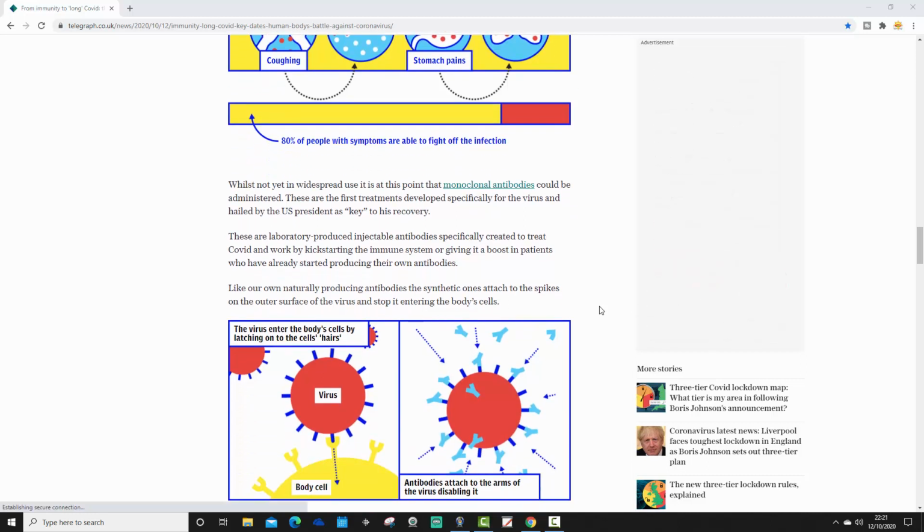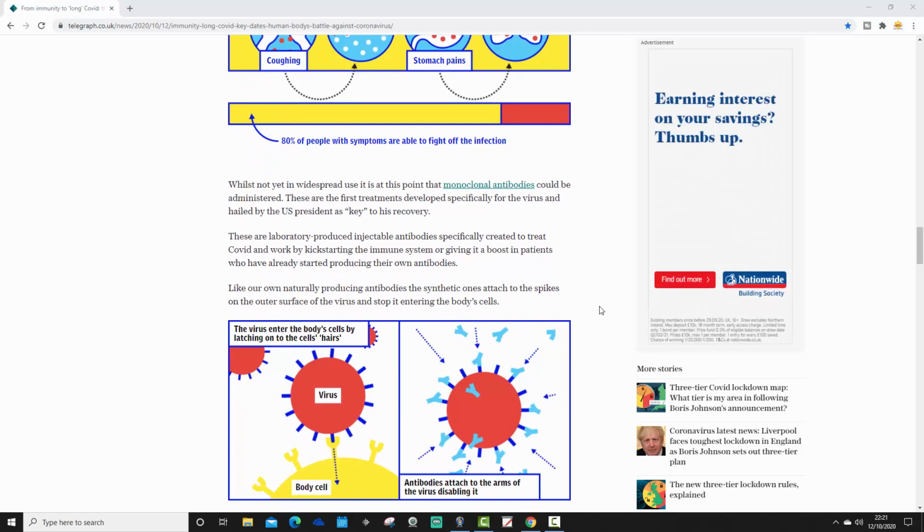So it continues, whilst not yet in widespread use, it is at this point, day five, remember, when symptoms are starting, it is at this point that monoclonal antibodies. I probably pronounced that wrong.